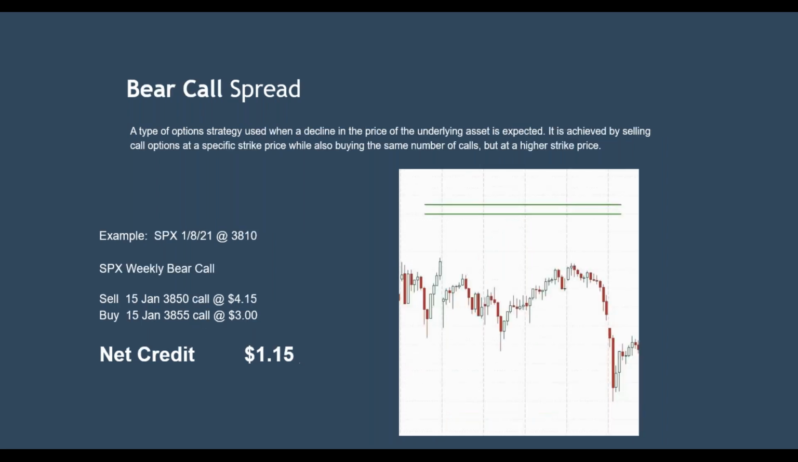That's a bull put. A bear call is just the opposite. If you think the market is going to be heading down, what you want to do is sell a call here and then buy one further out of the money for protection.